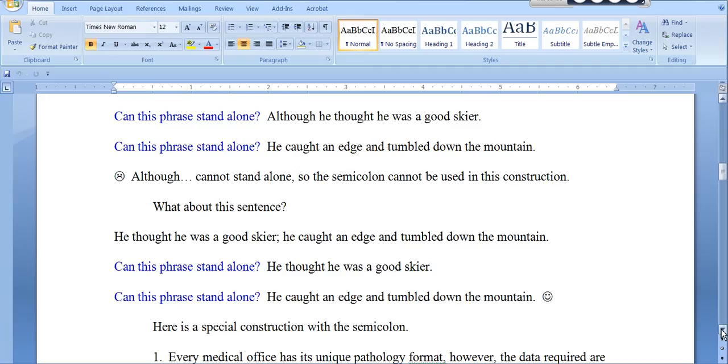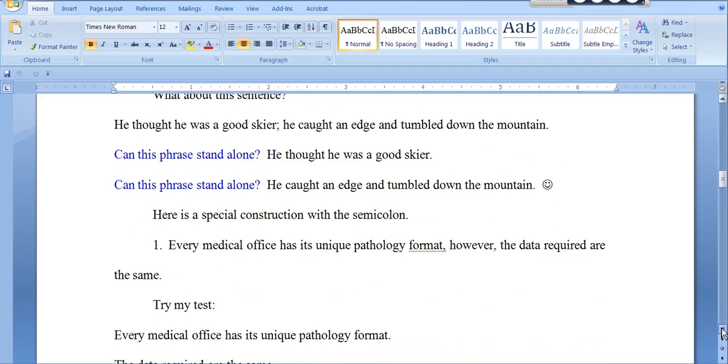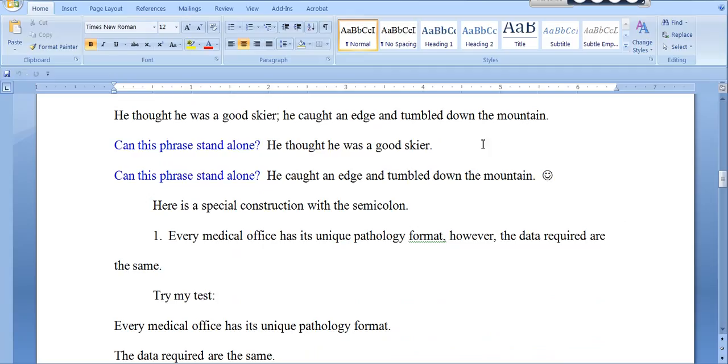Let's try the next sentence. He thought he was a good skier. He caught an edge and tumbled down the mountain. "He thought he was a good skier" is a complete sentence, can stand alone. We already know that this sentence can stand alone. So we can use the semicolon here.